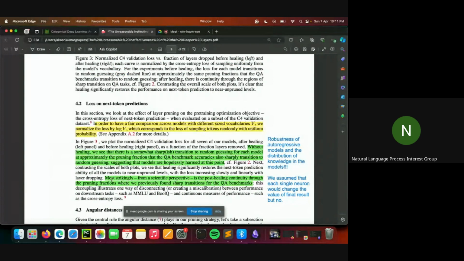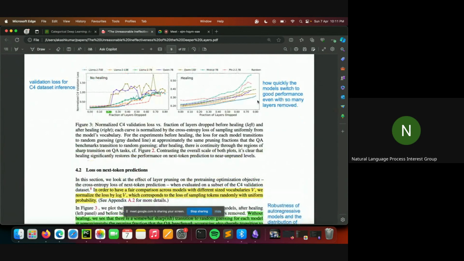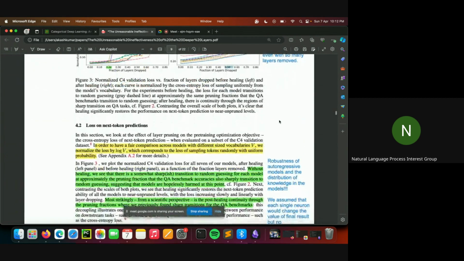And most strikingly, from a scientific perspective, it is the post-healing continuity through the pruning fractions where the authors previously found a sharp transition for QA benchmarks. So again, even with this healing, even if you remove 50% of the layers, the model is still not having such a drastic degradation in performance, which we might have expected. It's like literally removing half of the model, but you still get the same performance.